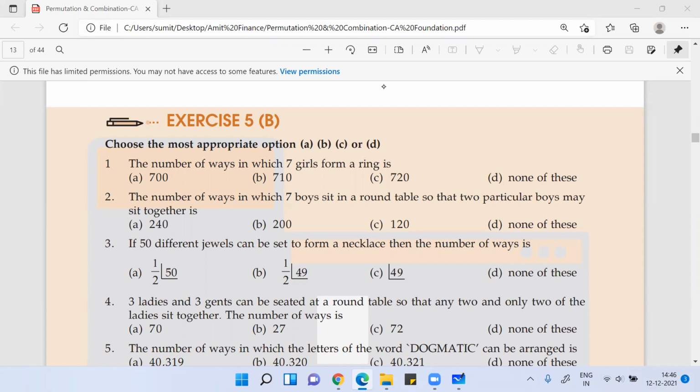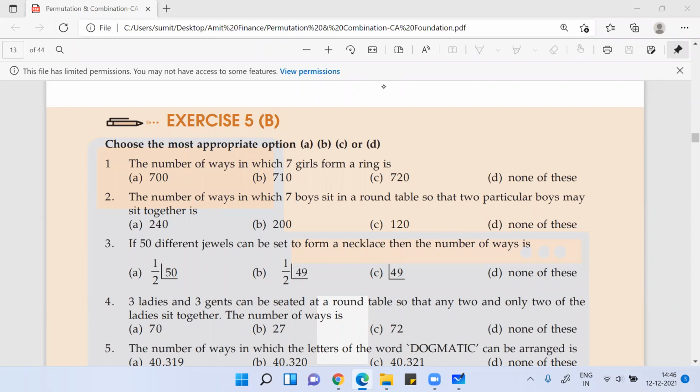Sir, here they've told it's any two and only two of the ladies sit together. So there are three ladies and three gents. So 3 factorial is 6, and here only two ladies, so into 2. That is 12. Out of three ladies, I can choose any two ladies.